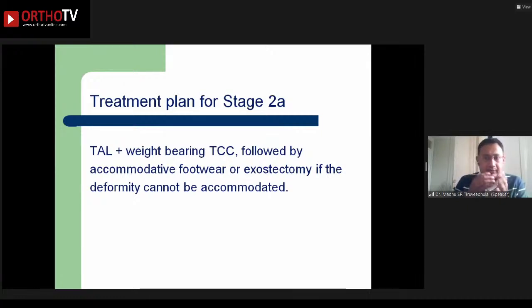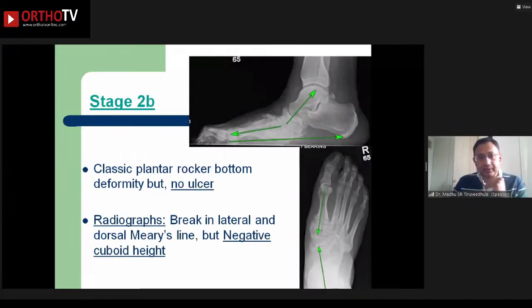Either we refer them for customized orthotics or shoe wear, or if the bony prominence is too bad, then we excise the bony prominence. But we follow it up to make sure that the deformity is not progressing.